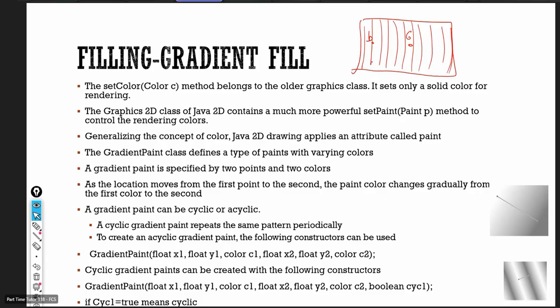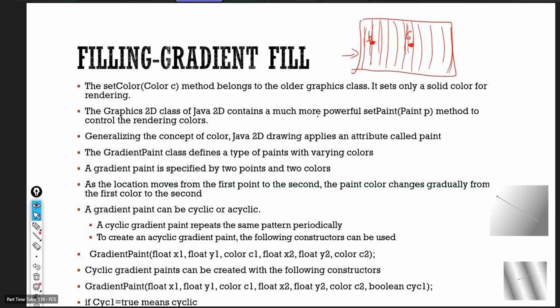So to do this, we have to define 2 points of the gradient. We have to give the color of the first point, and the color of the second point, and then we can apply the gradient. The gradient can be cyclic or acyclic. Cyclic means we are repeating the same fashion, the same sequence of colors. If it is acyclic, we will go from the blue to the green, and then we will not repeat the same shape. So how to do it?